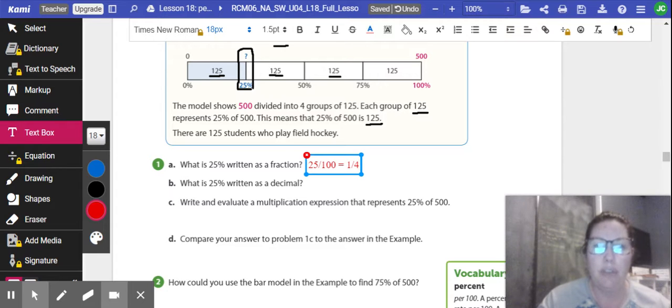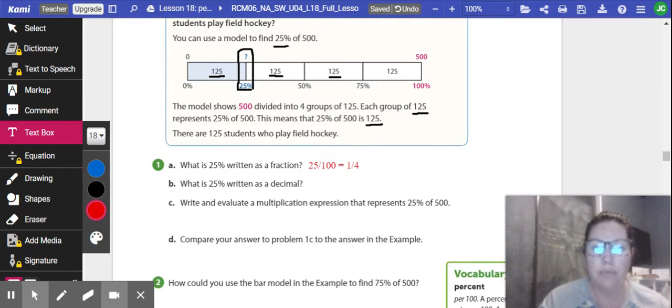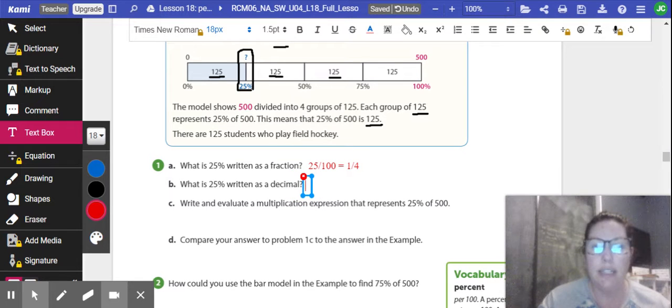Okay, what is 25% written as a decimal? Okay, so as a decimal, 25 hundredths, because that's what it's right here. So that would be 0.25 because 5 lines up with the hundredths column, okay? So 25 hundredths would look like 0.25.